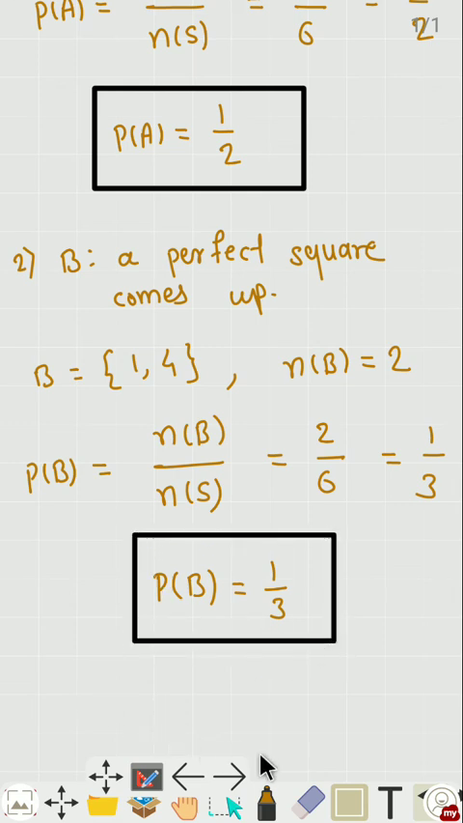Okay, so in this way we solved two examples based on probability.